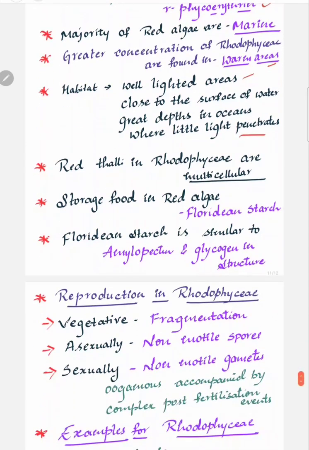The red thalli in Rhodophyceae are multicellular in nature. The storage food in red algae is Floridean starch. Floridean starch is similar to amylopectin and glycogen in structure.